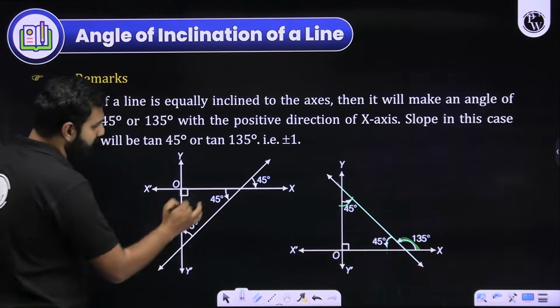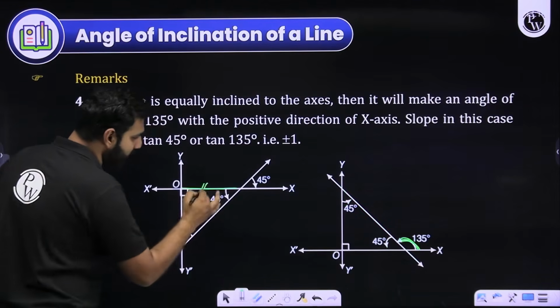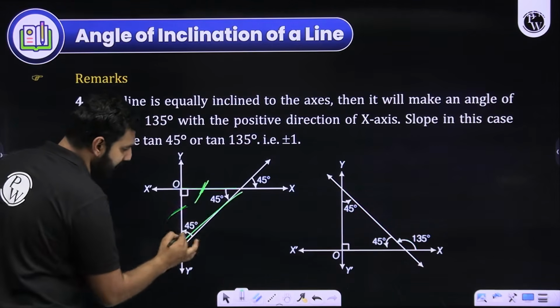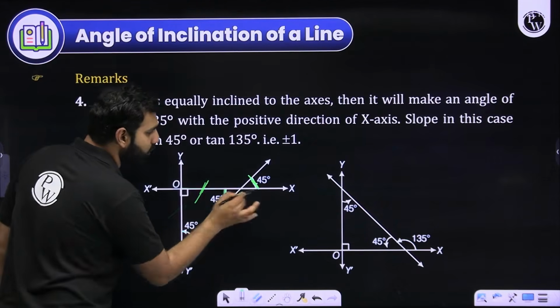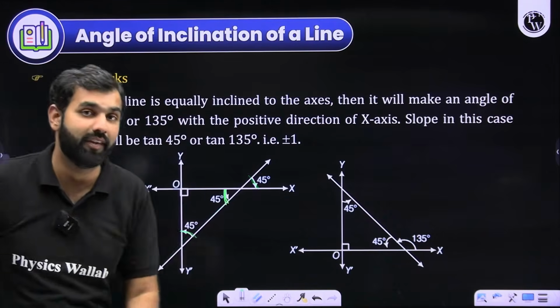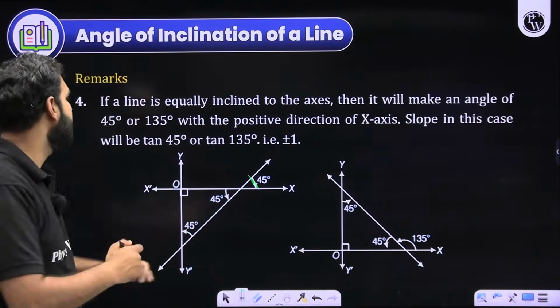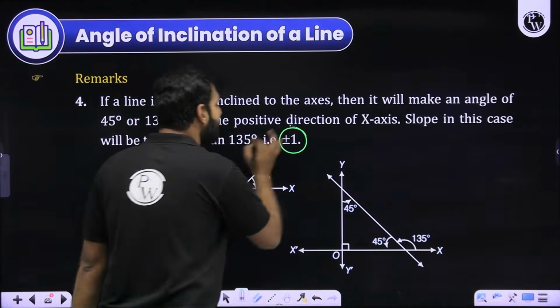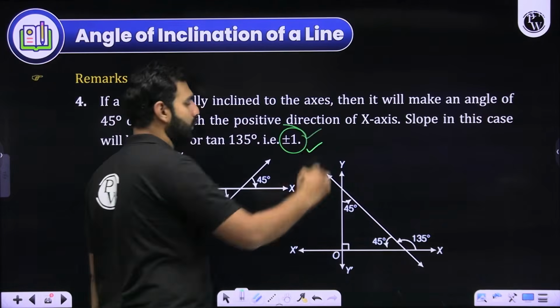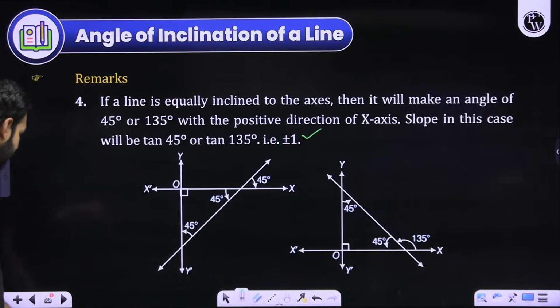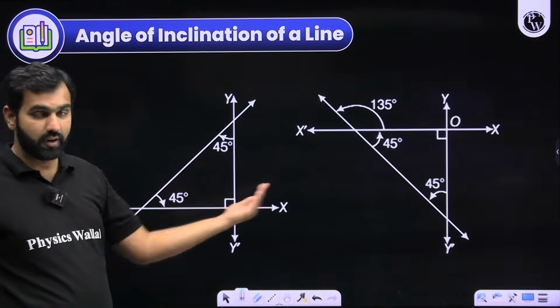Or the other possibility could be like this, that the line is making equal intercept here and here, which means the line is making equal angle with the x-axis and y-axis, which means the inclination here is 45, which means the slope could be tan 45, which is 1. So whenever somebody says that the line makes equal intercept with the x-axis and y-axis, then the slope of the line could be either plus 1 or minus 1.